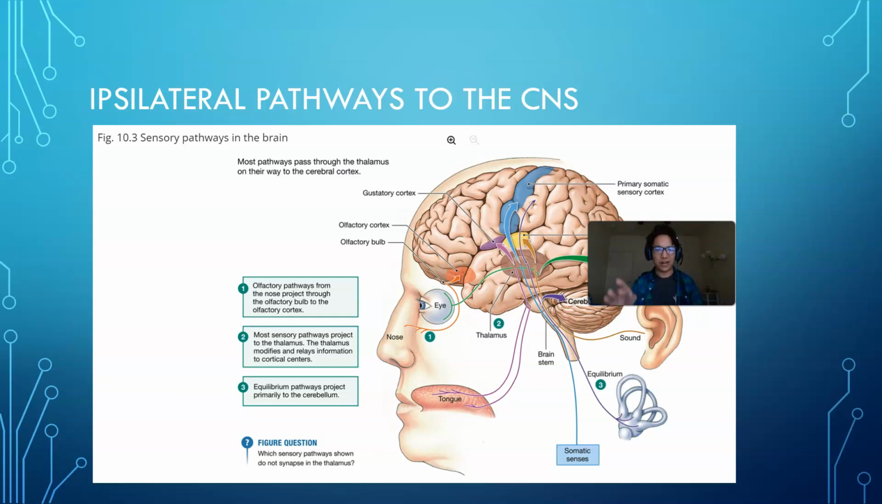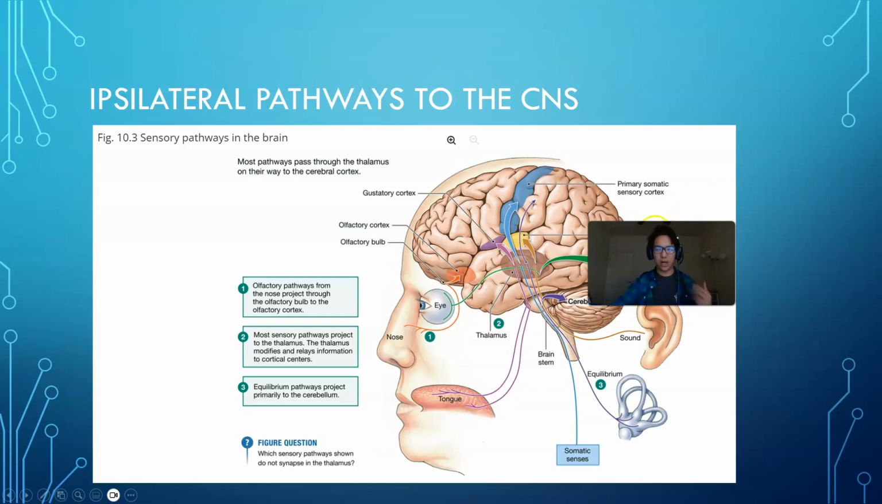So all senses besides smell, olfaction, cross through the thalamus at one point or another and are then processed in their corresponding cortices. As you can see here, gustatory cortex corresponds to taste. Primary somatic sensory cortex corresponds to, well, things such as balance, pain, temperature, and the various mechanoreceptors or touch.